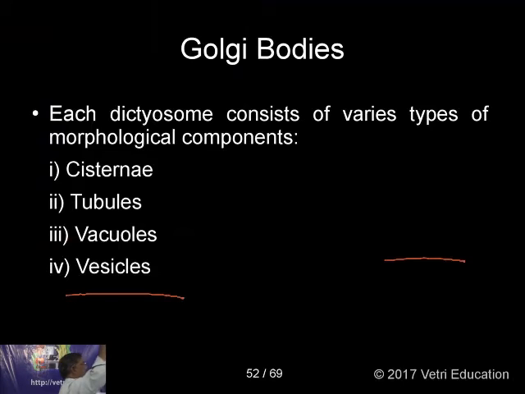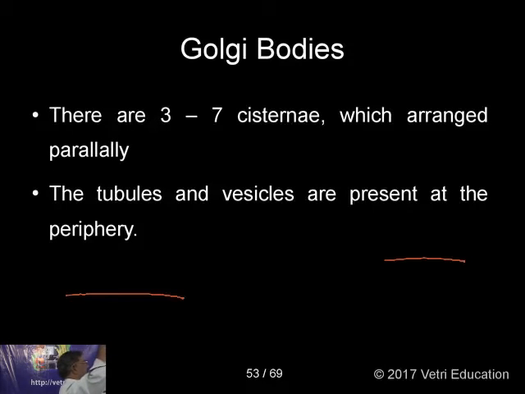Next, each dictyosome consists of various types of morphological components. They are cisternae. We have just seen that they are tubular structures, broad at the ends, and arranged parallelly. They are called cisternae. They may also be vacuolar structures and vesicular structures, vesicles. There are 3 to 7 cisternae arranged parallelly. The tubes and vesicles are present at the peripheral side.